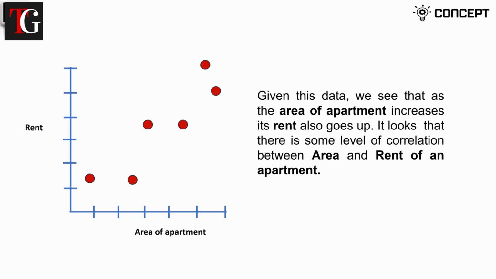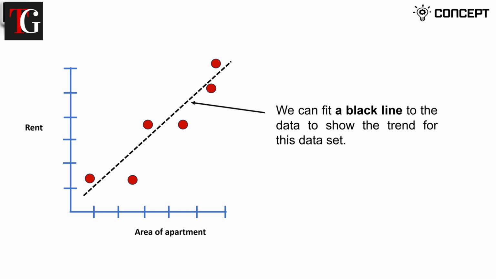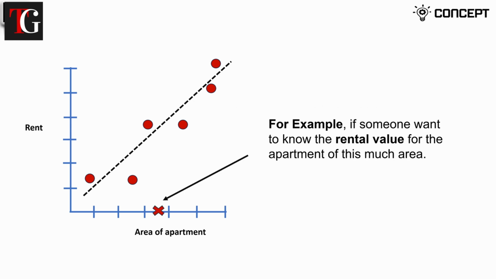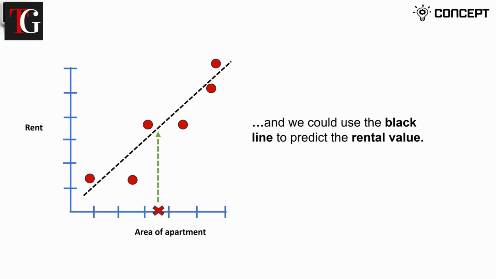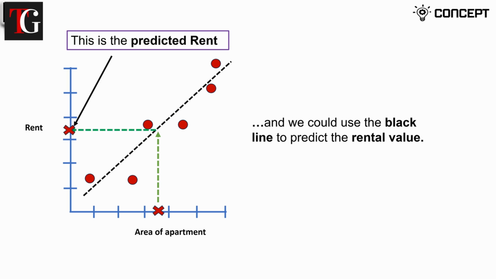Given this data, we see that as the area of the apartment increases, its rent also goes up. It looks like there is some level of correlation between the area and rent of an apartment. We can fit a black line to the data to show the trend of this particular data set. For example, if someone wants to know the rental value for an apartment of this much area, we could use the black line to predict the rental value, and this is the predicted rent.